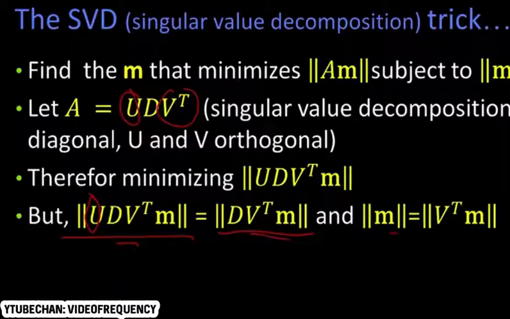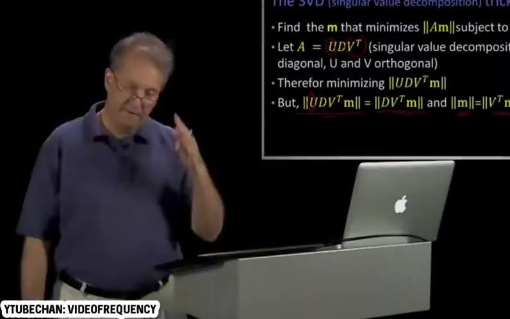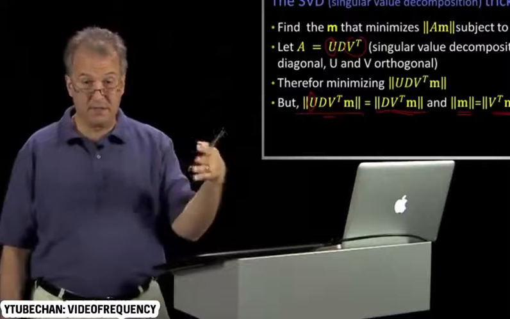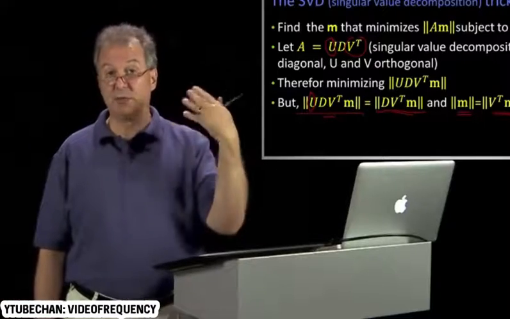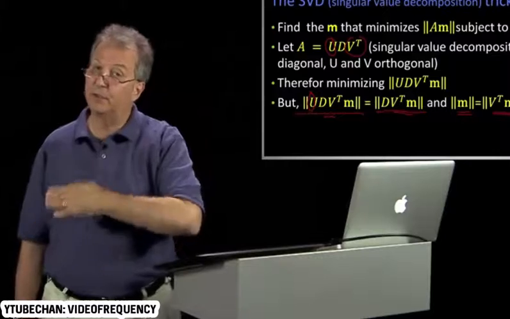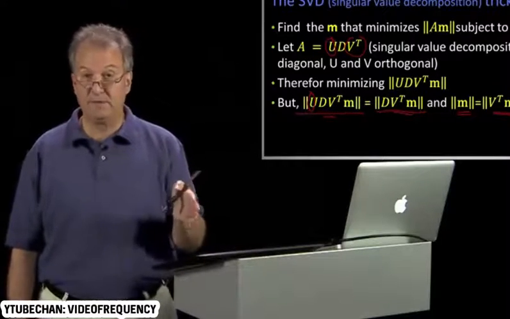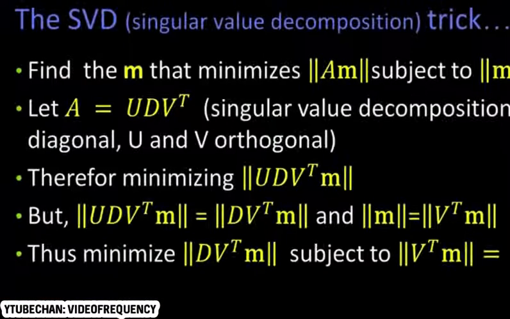And that's also why the magnitude of m is equal to the magnitude of V transpose m. For those of you who think about such things, V in this particular case is an orthogonal, in this case 12 by 12 matrix. You can think of it as like a rotation matrix. When you rotate a vector, you don't change its magnitude. So the magnitude of m is the same as the magnitude of V transpose m. That means instead of minimizing U D V transpose m, we can just minimize D V transpose m, subject to the magnitude of V transpose m equaling 1, instead of the magnitude of m equaling 1.